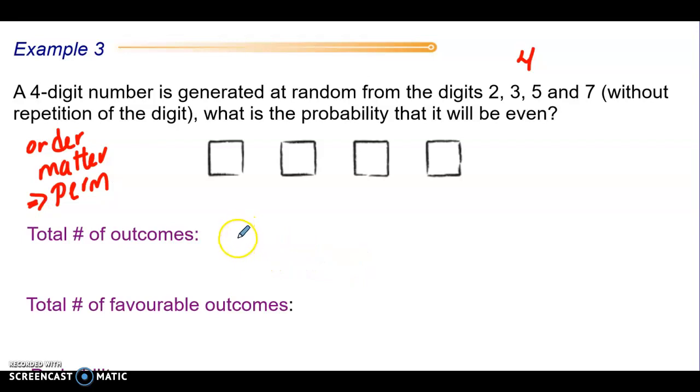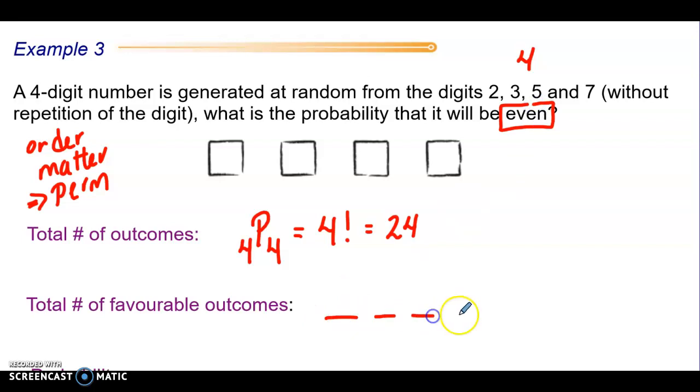So our total number of outcomes, there are 4 numbers to choose from, and we need to choose all 4. We are arranging all 4 digits. Another way to write that is 4 factorial, and that gives us 24 ways. Now looking at our favorable outcomes, we are looking for this 4-digit pin to be an even number.